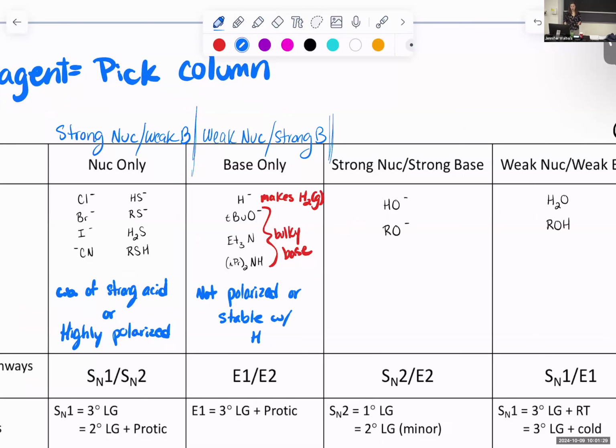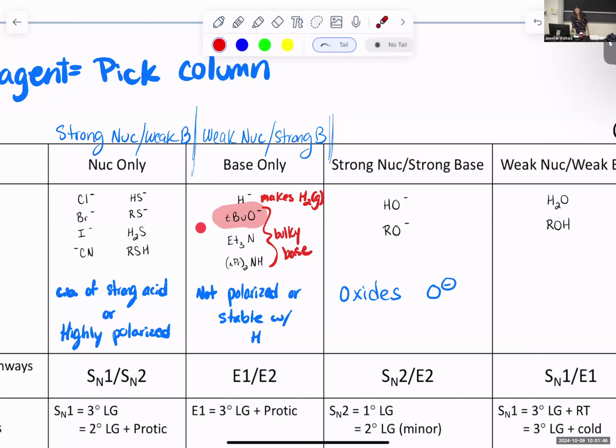So strong, where you're a strong nucleophile and a strong base, those are things with negative charges, and small. So these are our oxides, that O minus. Keeping in mind that if you're tert-butoxide, you are base only because you're too big. So every other oxide is both capable of being a nucleophile and a base.